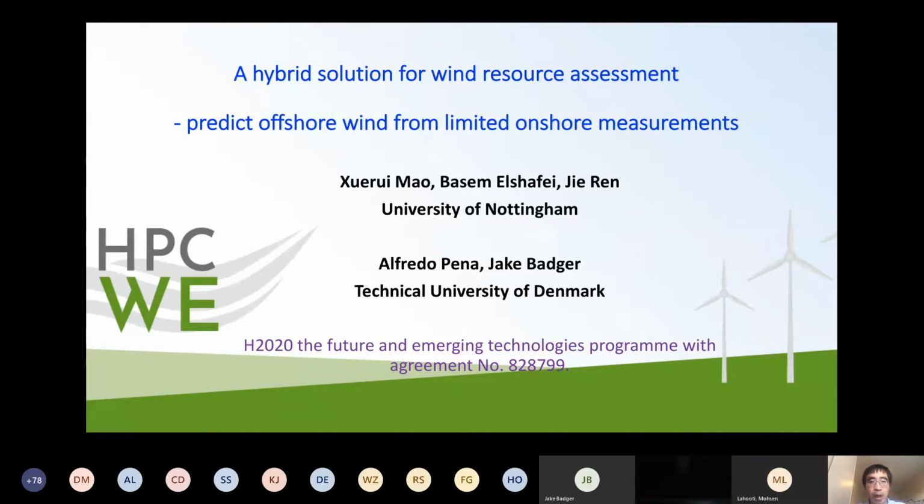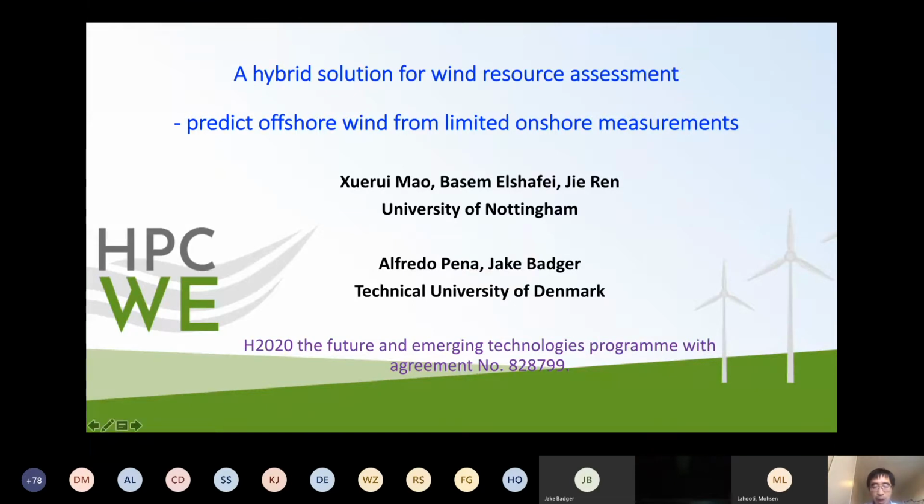So my talk is about a hybrid solution for wind resource assessment. It's basically to use limited onshore LiDAR or mast measurement to predict the offshore wind. The main work is done by Bassam Al-Sharfi at the University of Nottingham. The measurement we used here is from DTU, while the simulations are mainly run by the Wolf group, led by Dr. Jake Badger.